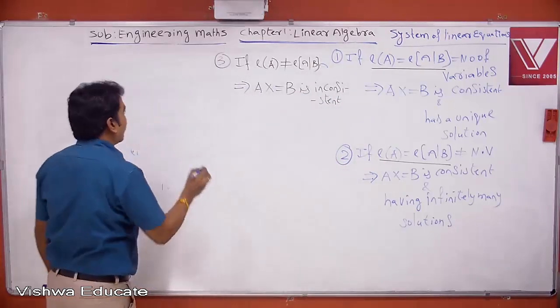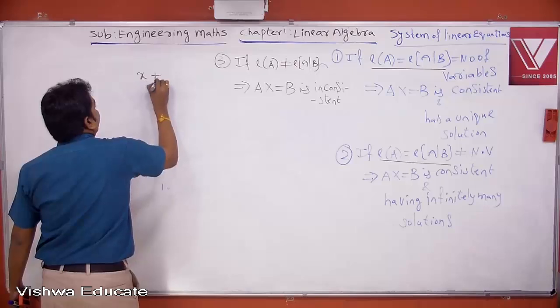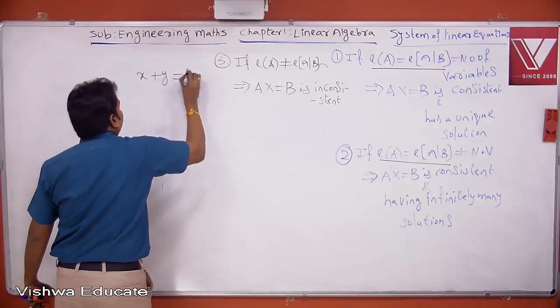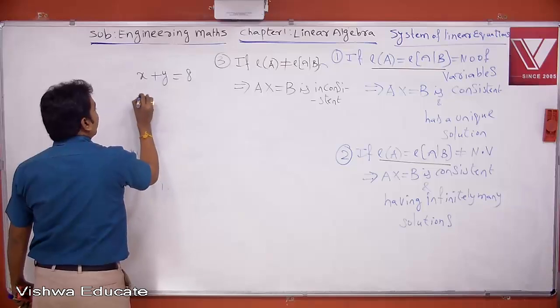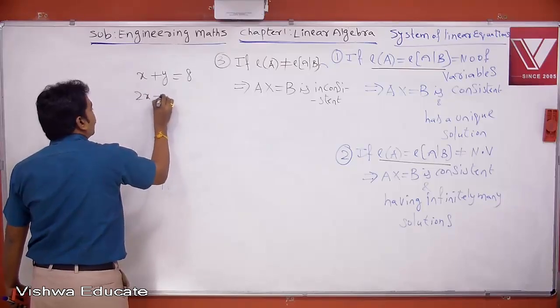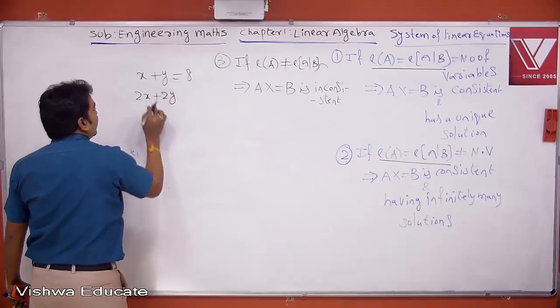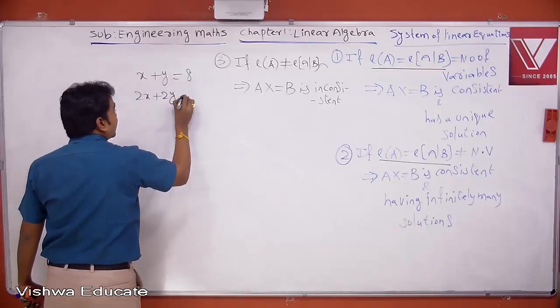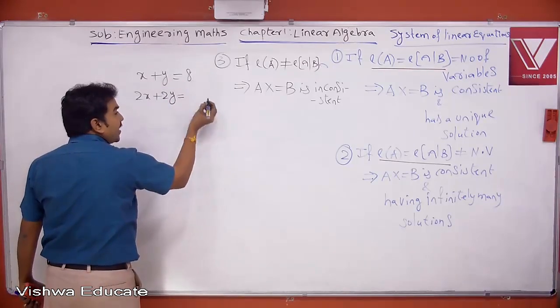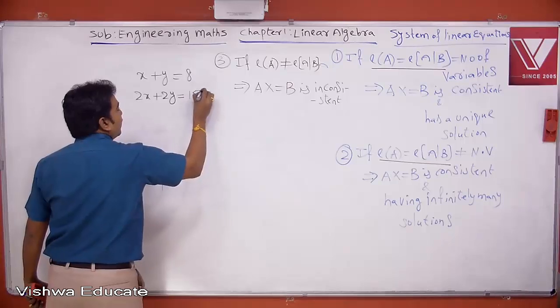Let me give one simple example. Suppose I have an equation x plus y equals 8. Then let us multiply this equation with any non-zero number. Suppose I multiply this equation with 2, giving 2x plus 2y. If I multiply with 2, this must be 16. But intentionally I am taking a number other than 16. Suppose I am writing 15.